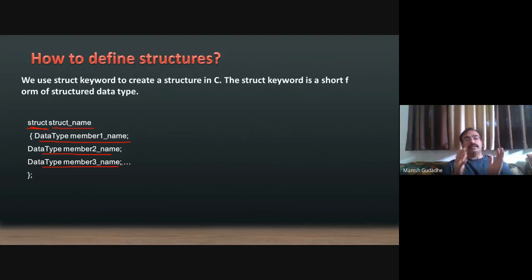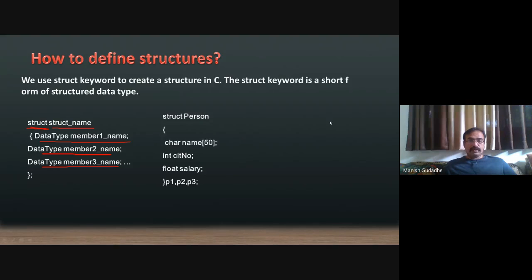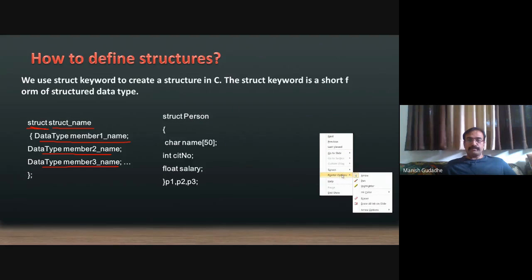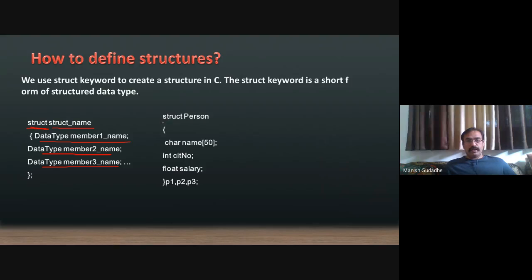So anything we can combine together to form a data type and we can label it as a structure, which can be used further. How will we go for it? Let us see this example. In this example, struct is a keyword, and a structure is defined by the name person.